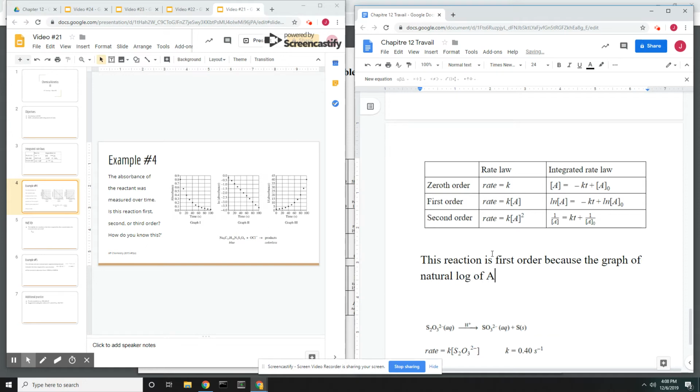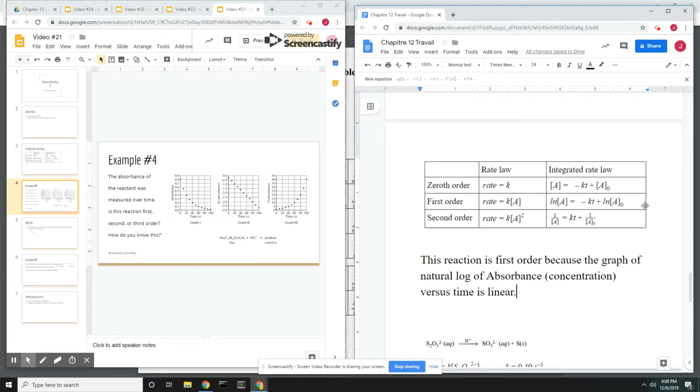of absorbance, and keep in mind that absorbance is directly related to concentration. So because the graph of natural log versus time is linear, I know that it is first order. If it was concentration versus time, or in this case absorbance, I would know that it was zeroth order. And if it was 1 over concentration versus time, I would know that it was second order.